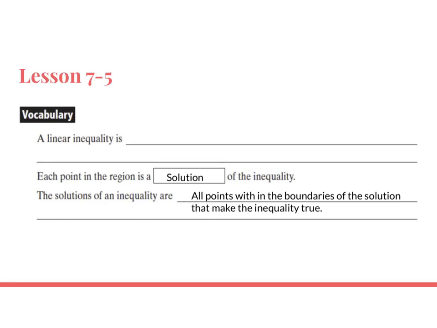Each point in the region is considered a solution to the inequality, and the solutions of an inequality are all points within the boundaries of the solution that make the inequality true. So any pair of x and y points that make our inequality true is considered a solution.